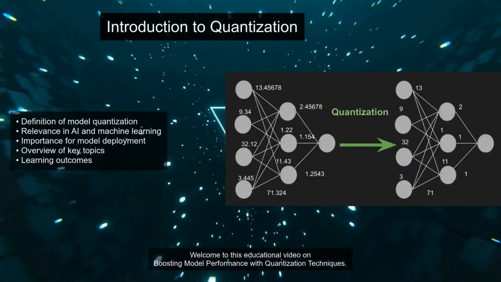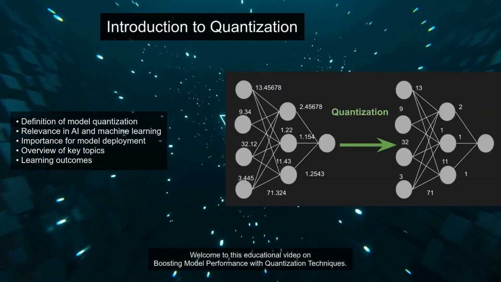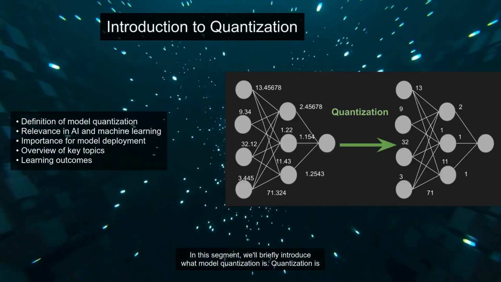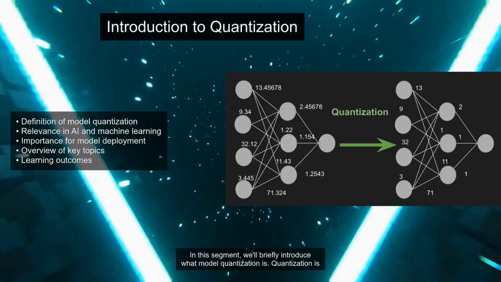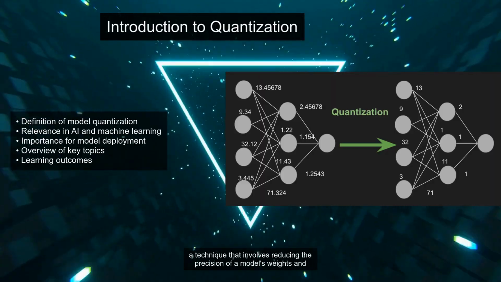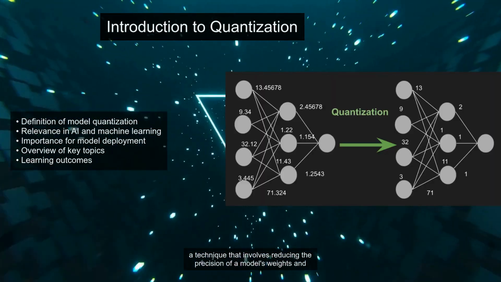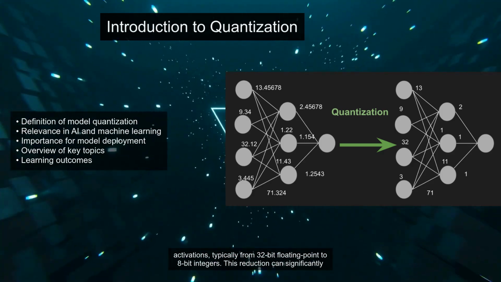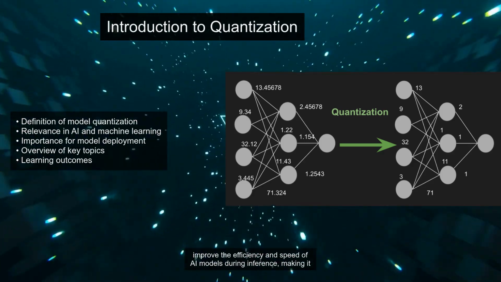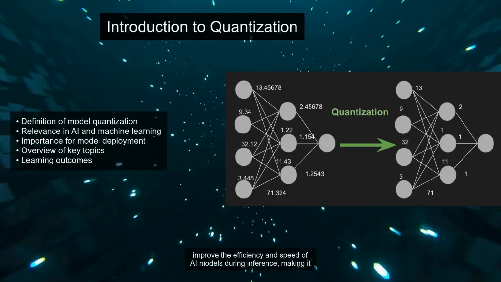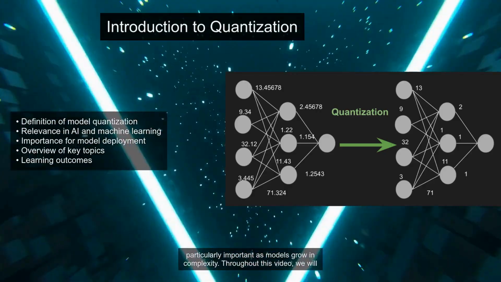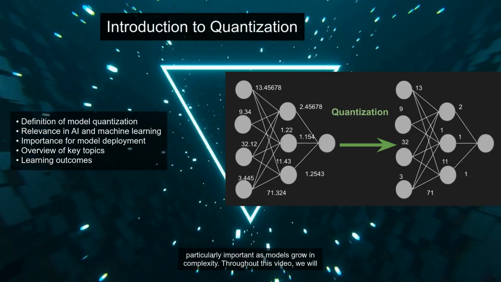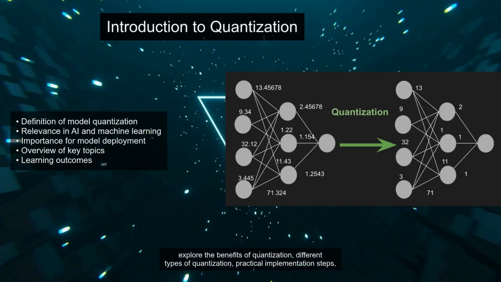Welcome to this educational video on boosting model performance with quantization techniques. In this segment, we'll briefly introduce what model quantization is. Quantization is a technique that involves reducing the precision of a model's weights and activations, typically from 32-bit floating point to 8-bit integers. This reduction can significantly improve the efficiency and speed of AI models during inference, making it particularly important as models grow in complexity.